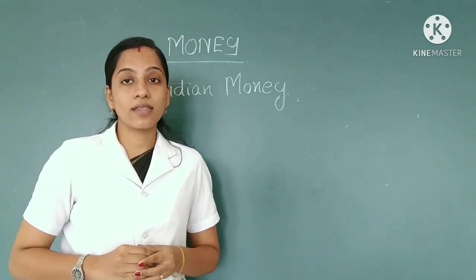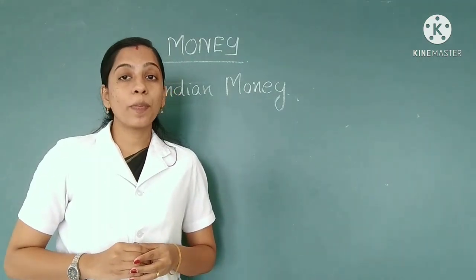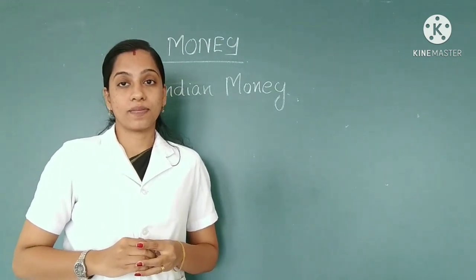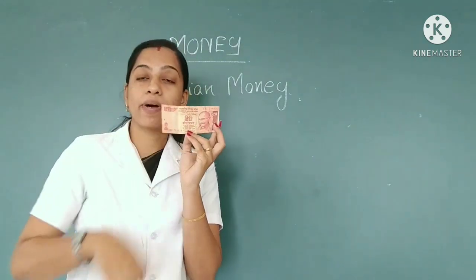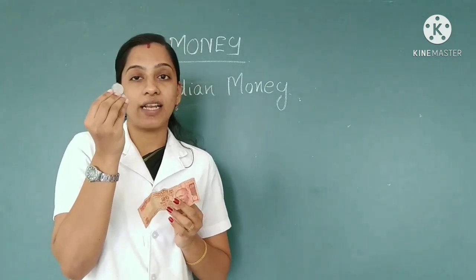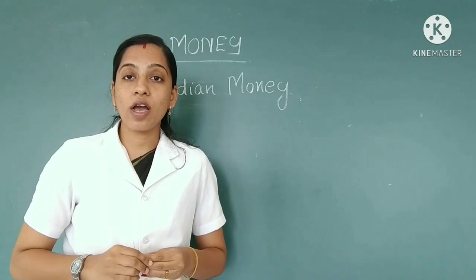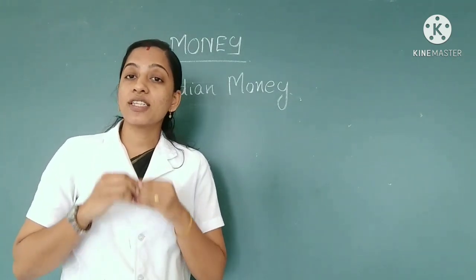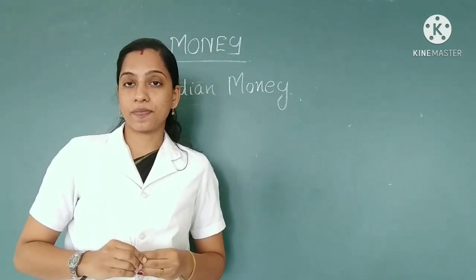Our Indian money is called rupees and paise. We use rupees and paise in the form of notes and coins. See children, this is a note. It is made up of paper, whereas this is a coin. It is made up of metal. Now, let us recognize different notes and coins that we use in India. Because recognition is very important to do any small shopping activities.